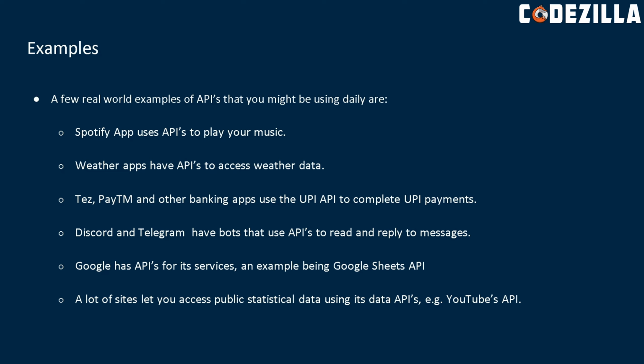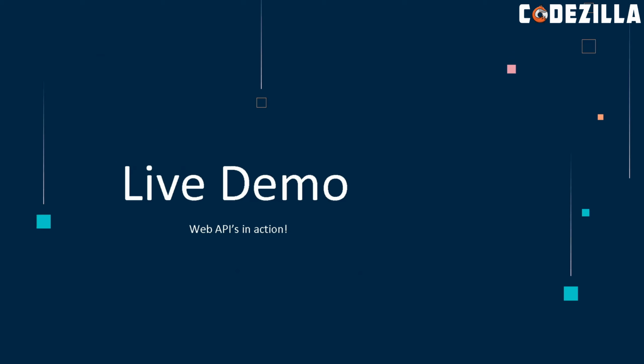So the Spotify app uses APIs to play music. You have the Indian banking apps like Paytm, Google Pay, and others that use the UPI API to process payments. A lot of sites let you access your data through APIs, like YouTube: your views, your subscribers, just like that. And next, we will be moving on to a live demo.